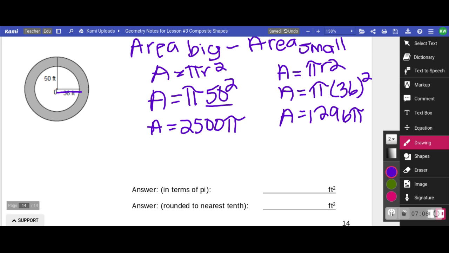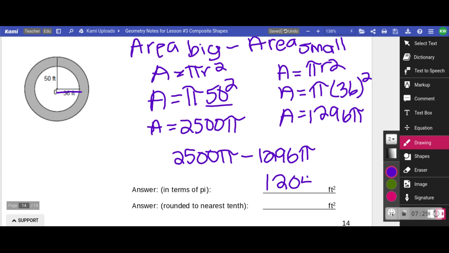Now the interesting thing about this problem is both of these are in terms of pi. So I actually can subtract them before I put them in my calculator because they both have a pi symbol. So I can do 2,500 pi minus 1,296 pi by just taking those number coefficients, 2,500, and subtracting 1,296. And I'm going to get 1,204 pi.